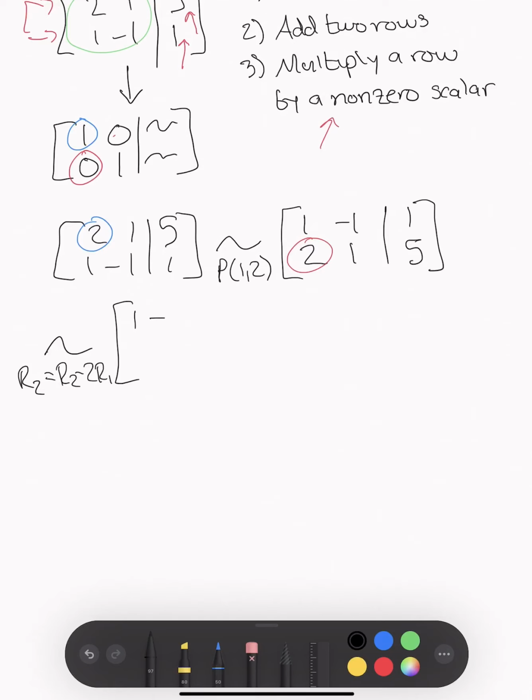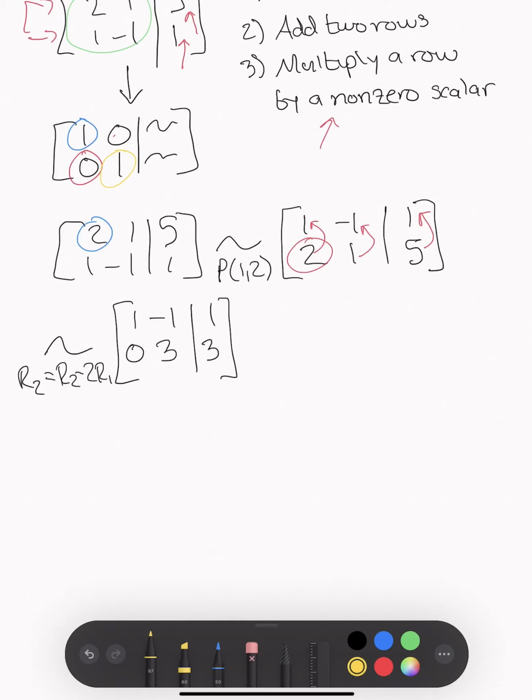So my first row, nothing happens to it. And then this 2 here becomes a 0 because 2 minus 2 times 1 is 0. 1 minus 2 times negative 1 gives me a positive 3. And then 1 minus 2 times 1 gives me, again, a positive 3. Great. Okay, and then lastly, what we need to do is we need to get, I'll use a different color.